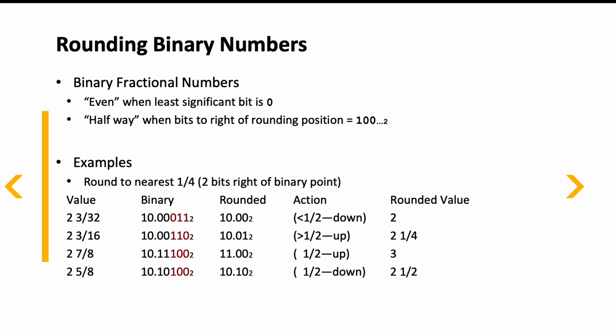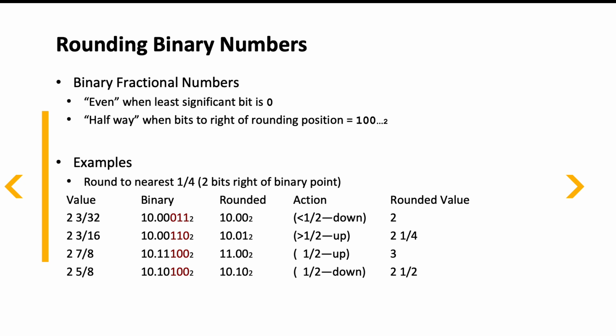So let's look at examples of this. Let's say we're going to round to the nearest 1 over 4. Now, remember that we're talking in binary here, so the bit to the right of the binary point has a weight of 1 over 2. To the right of that has 1 over 4, etc.